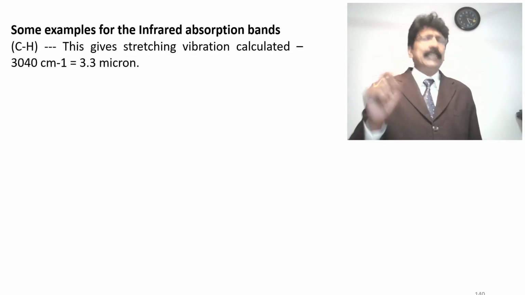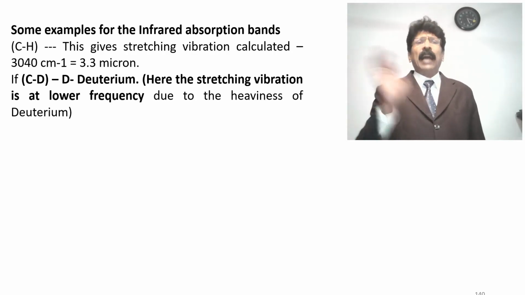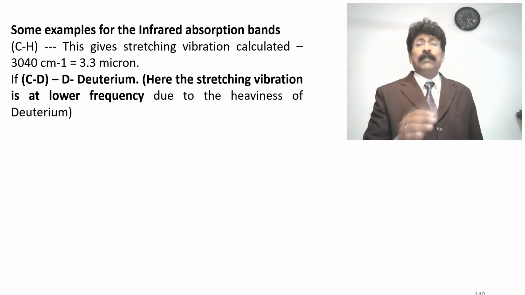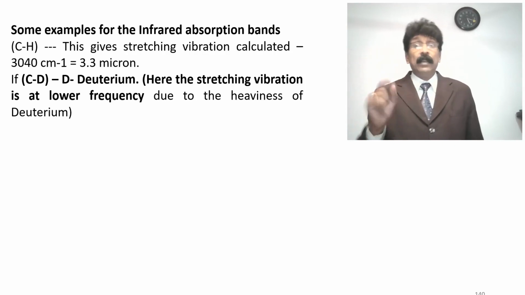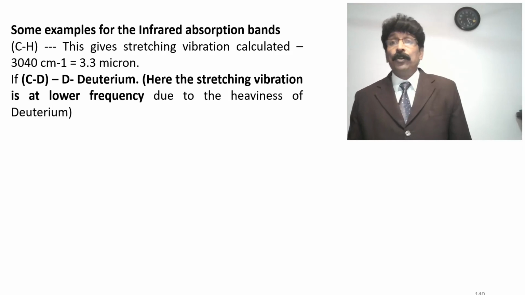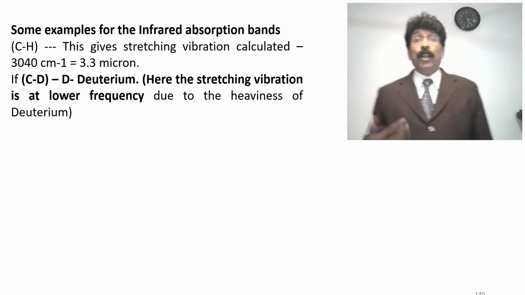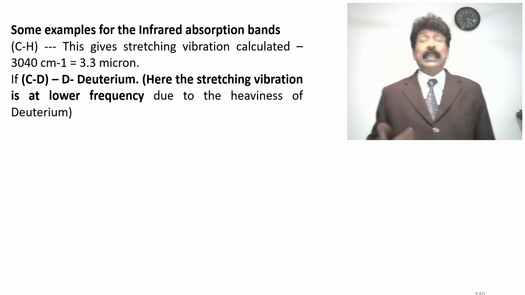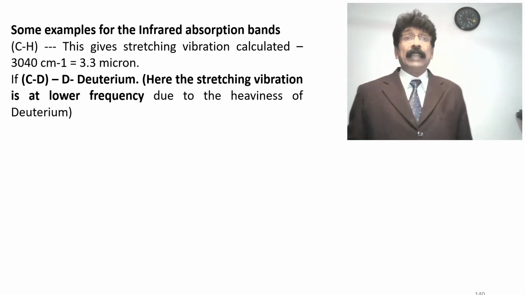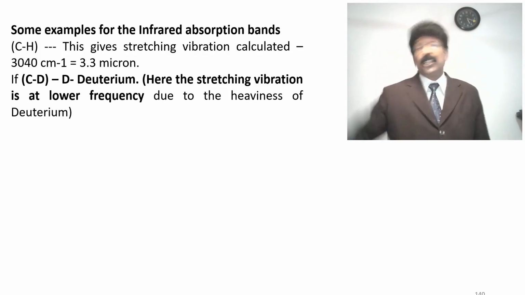that is 3.3 micron. And when hydrogen is replaced by deuterium, just an example to understand the presence of various molecules, you can find out how the changes occur. That's what the researcher can identify: what other atom is attached to the molecule. So instead of hydrogen, if you have deuterium, the stretching vibration is at a lower frequency due to the weakness of the deuterium bond.